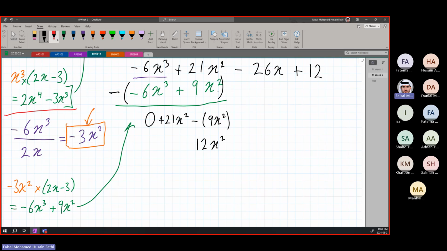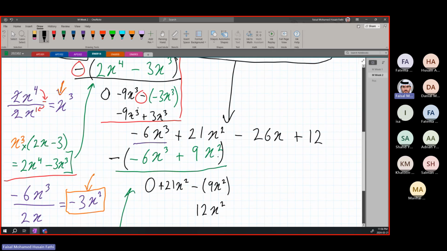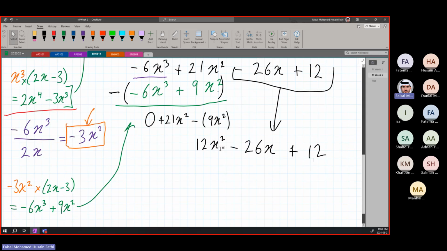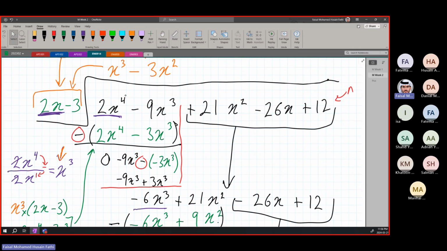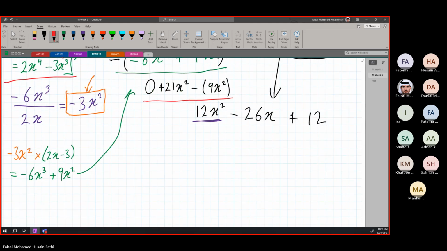Again, we're going to look at this number, 12x squared. First, we're going to bring this whole part down, minus 26x. Anything that has not been touched, we'll bring it down again. So this will become minus 26x plus 12. Okay? For 12x squared, we're going to look at it and compare it again with the first 2x. So we will do the same process again. So we are done with this here.